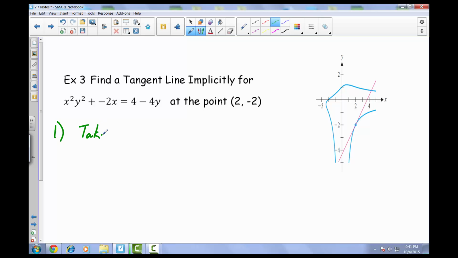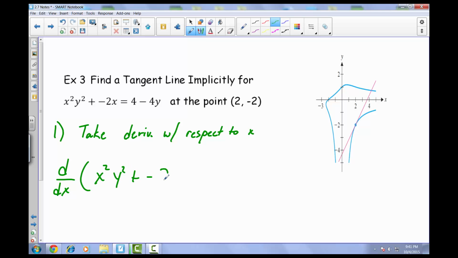So we're going to take the derivative with respect to x on both sides. So then we'd end up with the derivative with respect to x of x squared y squared plus negative 2x is equal to the derivative with respect to x of 4 minus 4y.